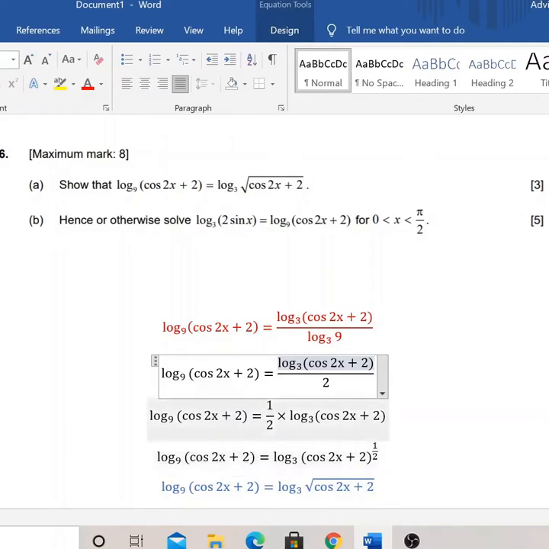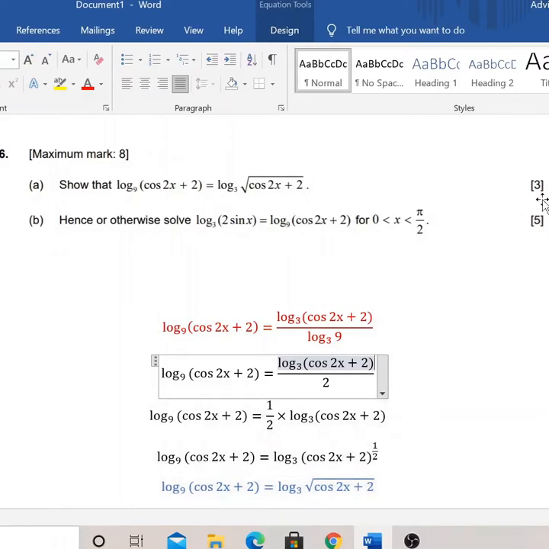We also know that any number multiplying a logarithm is just the logarithm raised to the power of that number. So now we have log base 9 of cos 2x plus 2 is equal to log base 3 of cos 2x plus 2, to the power 1 by 2. And anything to the power 1 by 2 is just the root. So we have log base 9 of cos 2x plus 2 is equal to log base 3 of root cos 2x plus 2. And that is what we were asked to prove.